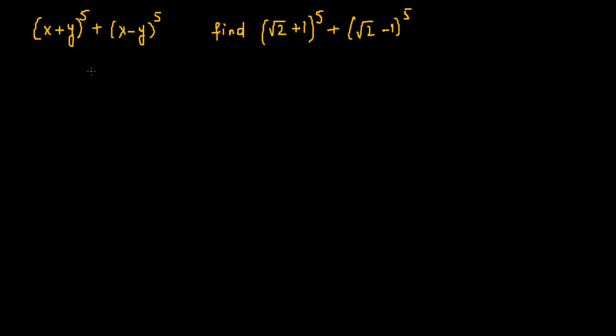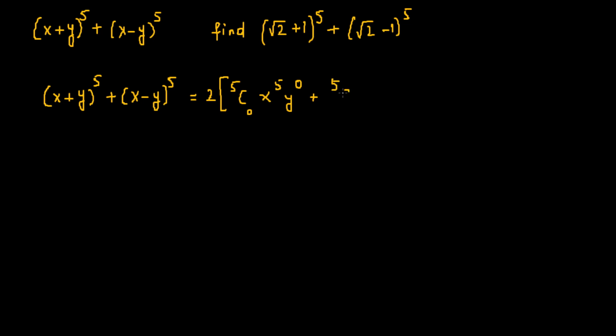Okay, so if you remember, there's a very simple one, x plus y raised to the power of 5. We've talked about it, x plus y raised to the power of 5 plus x minus y raised to the power of 5. So this is 2 times 5c0 x to the power of 5 y to the power of 0 plus 5c2 x cubed y squared plus 5c4 x times y raised to the power of 4.